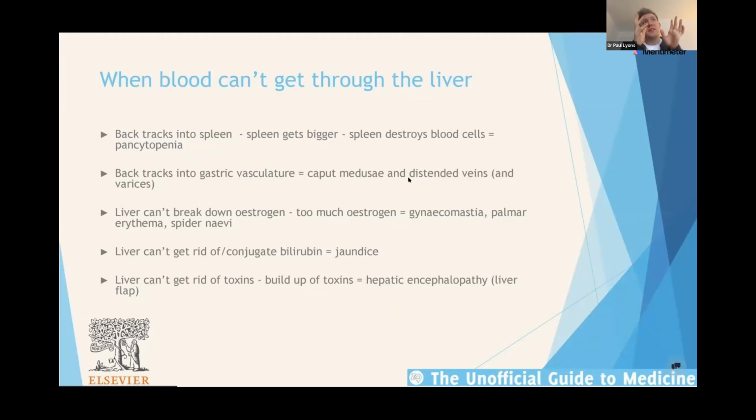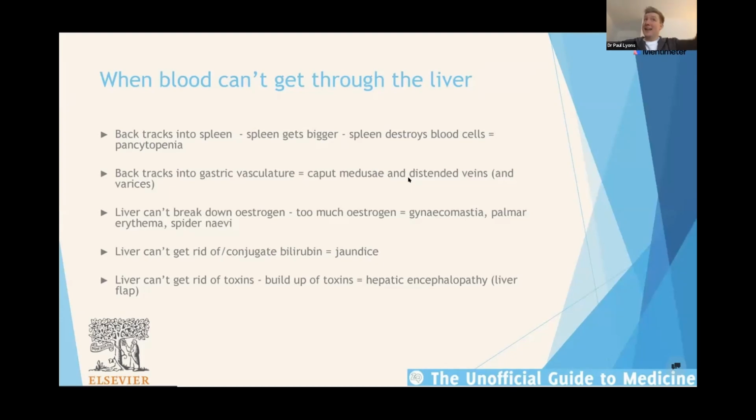One of the things that the liver does, and I'm not going to pretend to know the full pathway, but it metabolizes estrogens into its different byproducts. And if it can't do that, then you get too much estrogen. And we know that the increased estrogen in people with liver disease gives them palmar erythema, spider nevi, and gynecomastia. So that's why you get that.